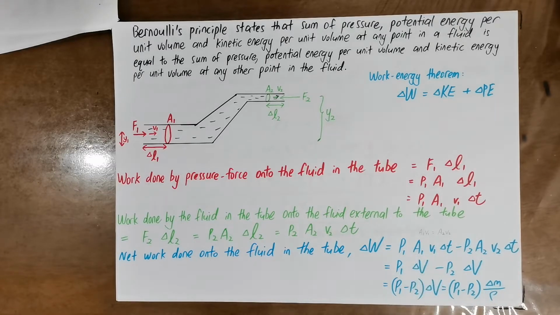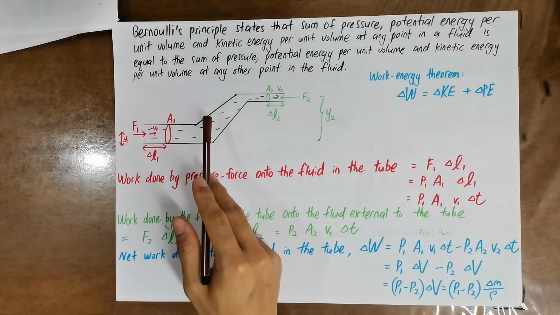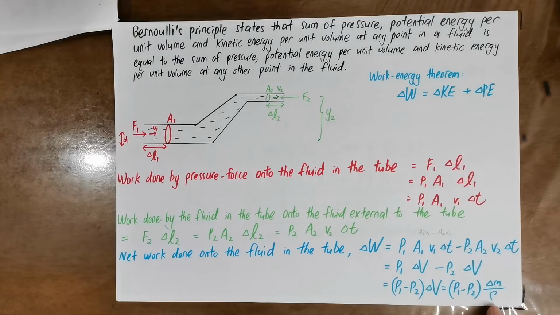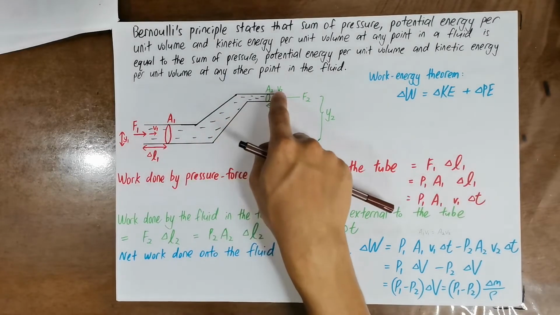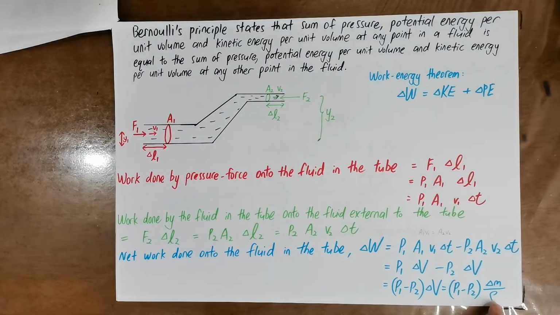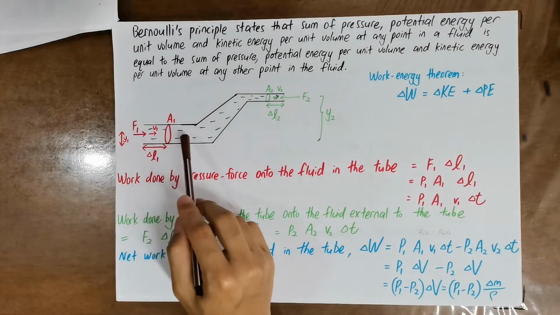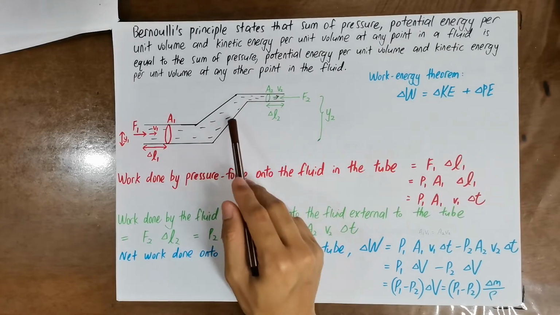You know that delta volume is the delta mass per density. Then you also assume that the fluid is incompressible. That means that the density of the fluid is constant along the streamline. The density of the fluid is constant at any point within the pipe.